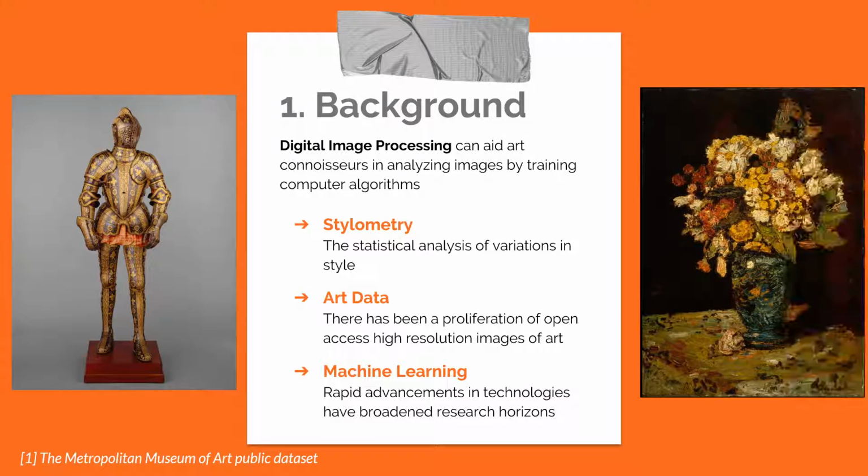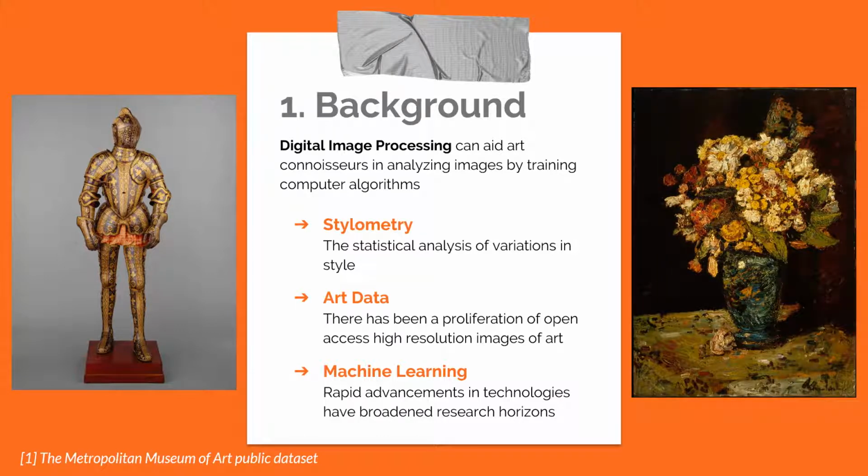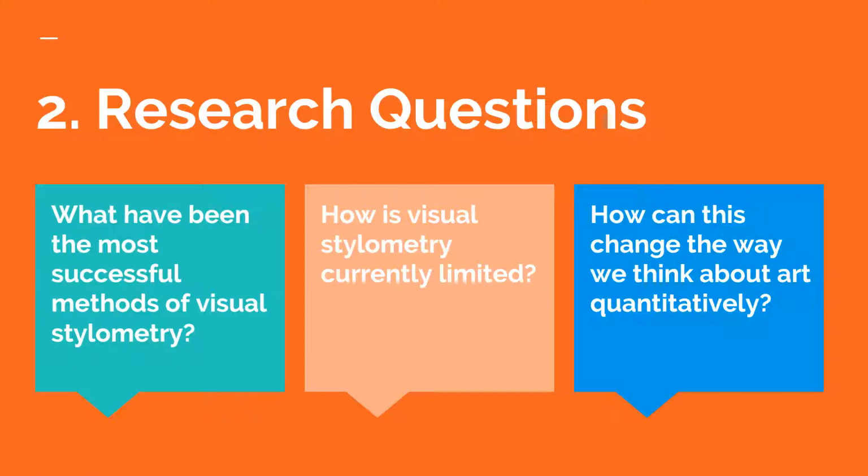Now, we can also take a look at these two images here, which are from the Metropolitan Museum of Art's public data set. So from these images, we can see that what's defined as art is also widely varying.